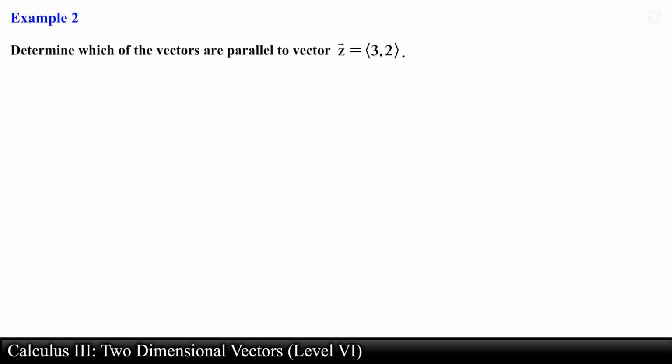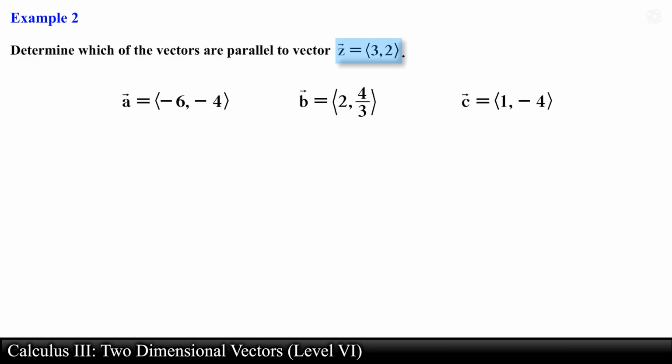Let's try the next example. Determine which of the vectors are parallel to vector z. Alright, here we are given vector z with components 3 and 2.